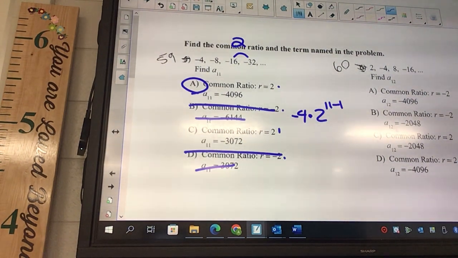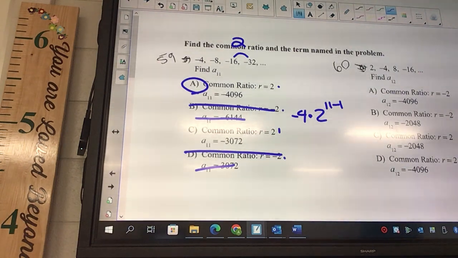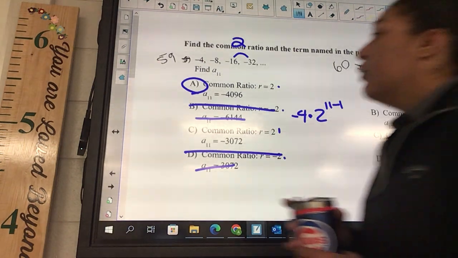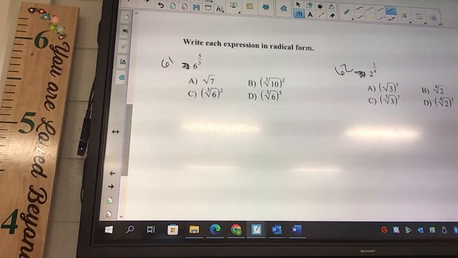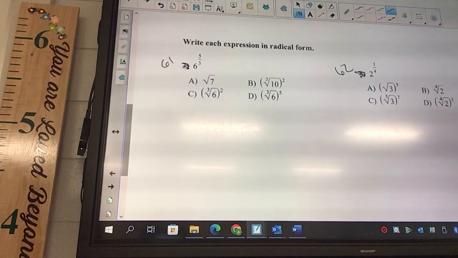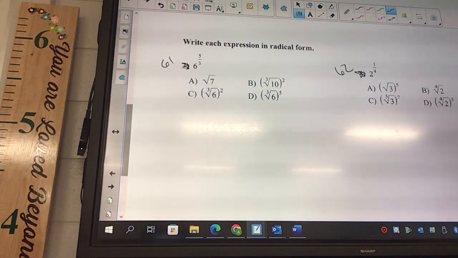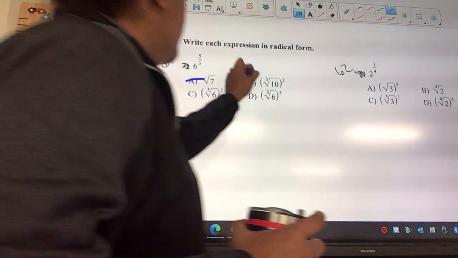Okay, these next ones are going to go real fast, so stay with me. They should go real fast, okay? Write each expression in radical form. What number is going to go underneath the radical? What's our big number? 6, so we can cross off A and B.